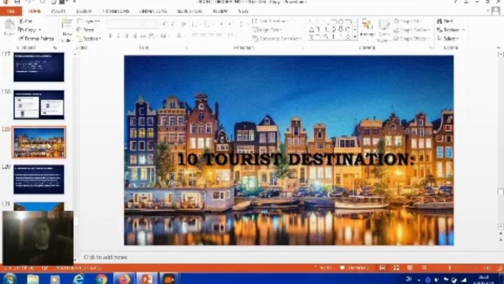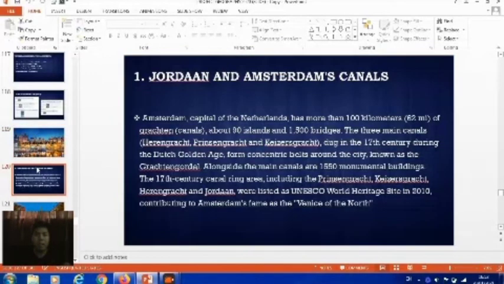So still the 10 tourist destinations. The first is Jordan and Amsterdam Canal. Amsterdam, the capital of the Netherlands, has more than 100 km of canals and about 1,500 bridges.